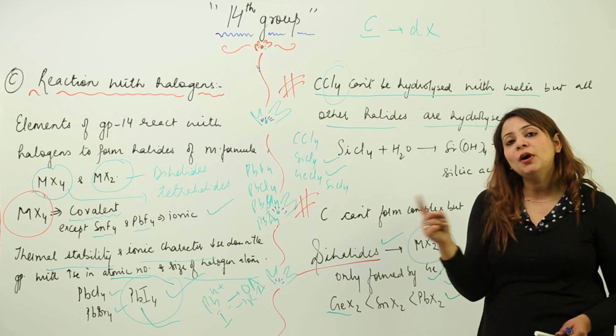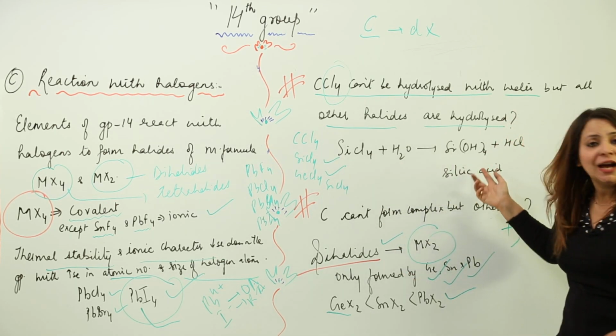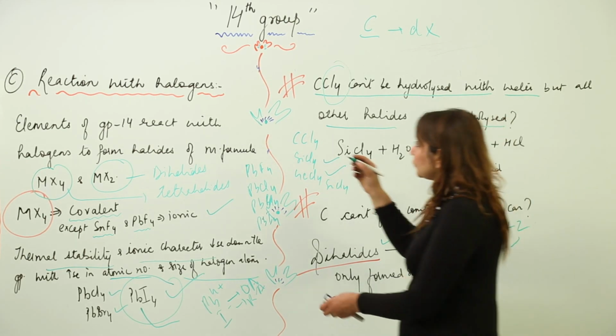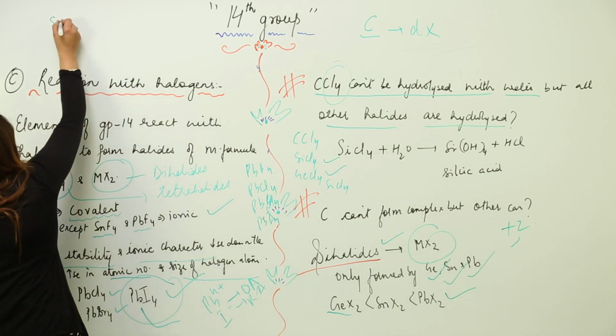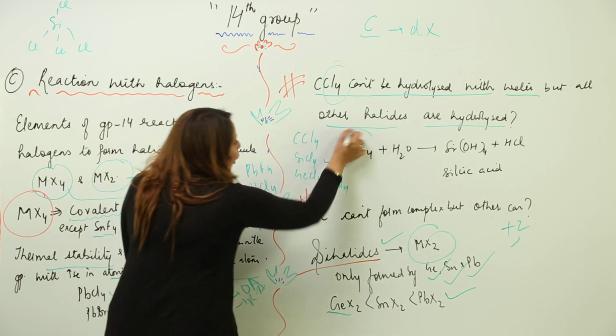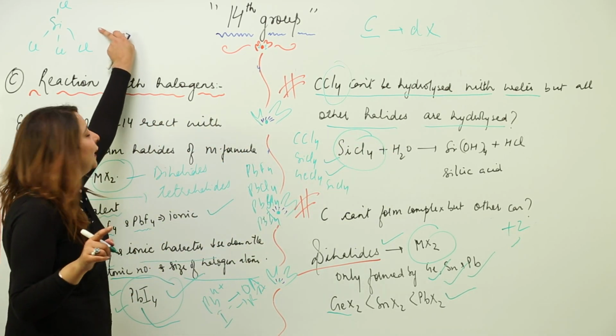But if we talk about the other halides, like SiCl4, it can be easily hydrolyzed. Now I will show you how this hydrolysis takes place. See, let us say this is silicon holding 4 chlorines. This is the formula for silicon tetrahalide, and the structure is this because it is sp3 hybridized.